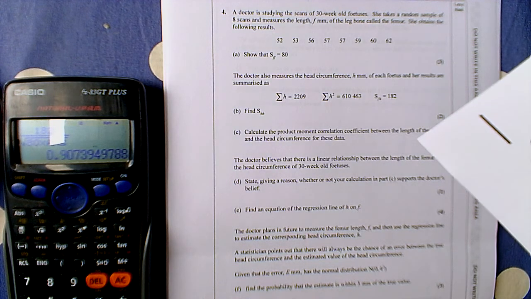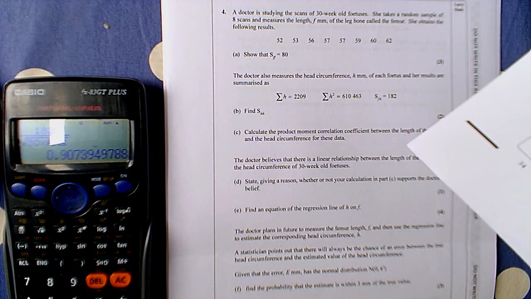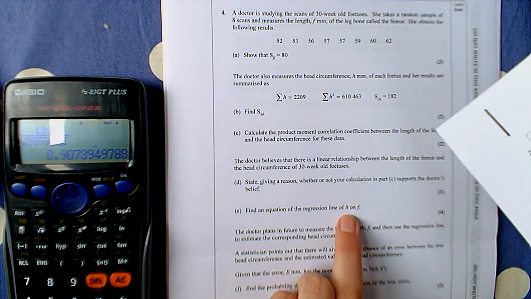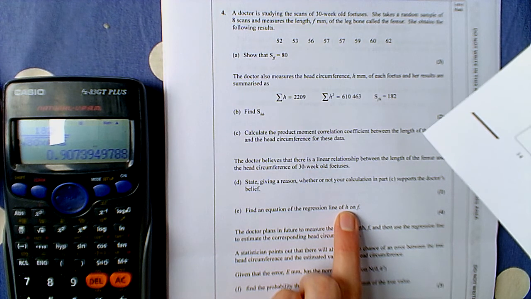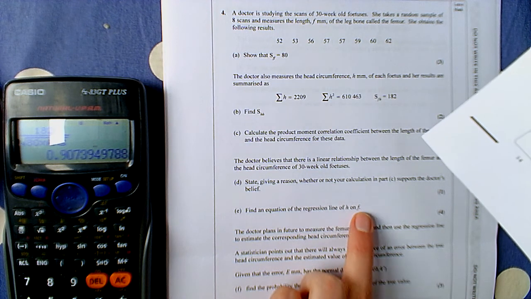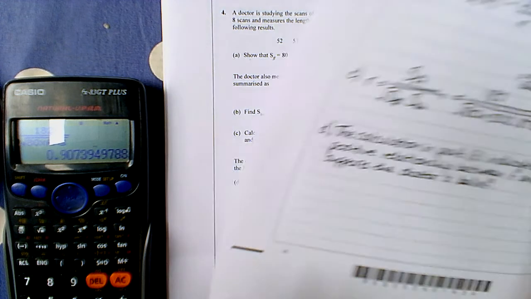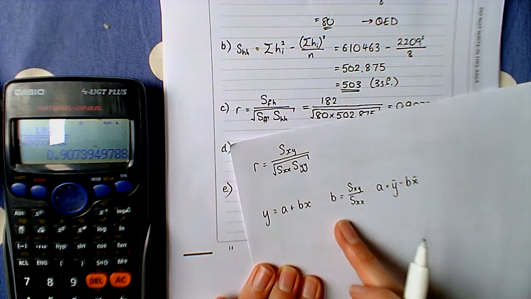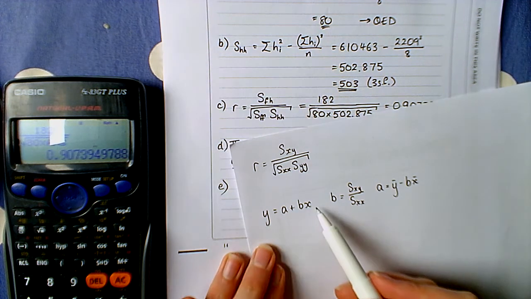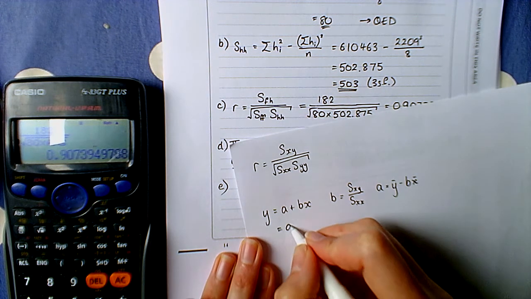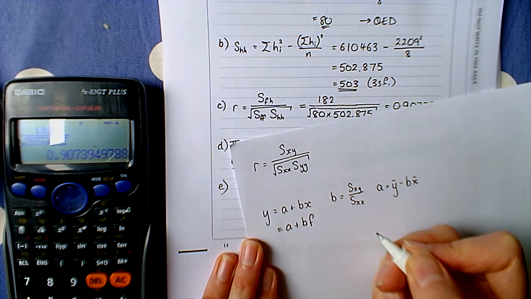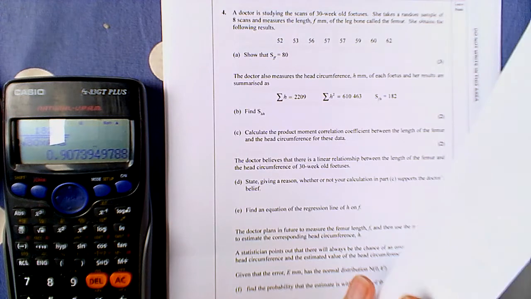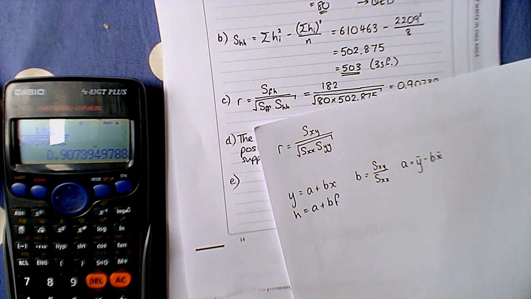Part E, find an equation of the regression line of H on F. So F is the independent one, that's our X, which is the way we set it up, and H is the response variable Y. If we're asked for H on F, it's like Y on X. So for this, we need to use this information from the formula sheet. This would be the linear relationship, but for us, X is F, the length of the femur, and Y is H, which was the circumference, the head circumference.